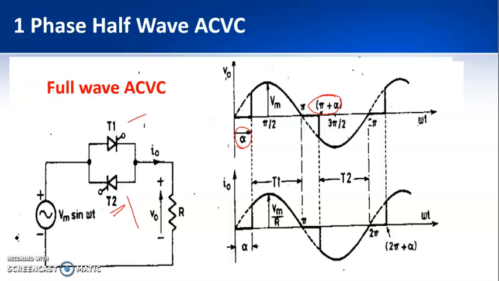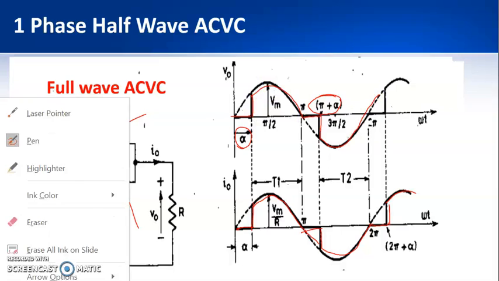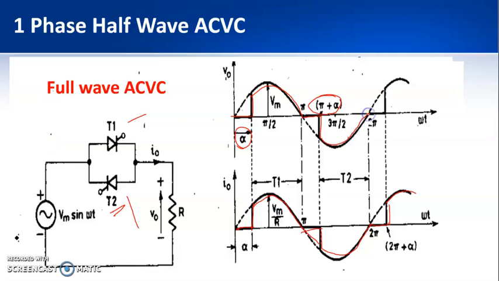The waveforms at both the half cycles are symmetrical in nature. Again, this is a resistive load. Therefore, the current will also follow the same nature as your voltage. So this is the output voltage. Again it goes. This is the one which we normally use, a single phase full wave AC voltage controller.